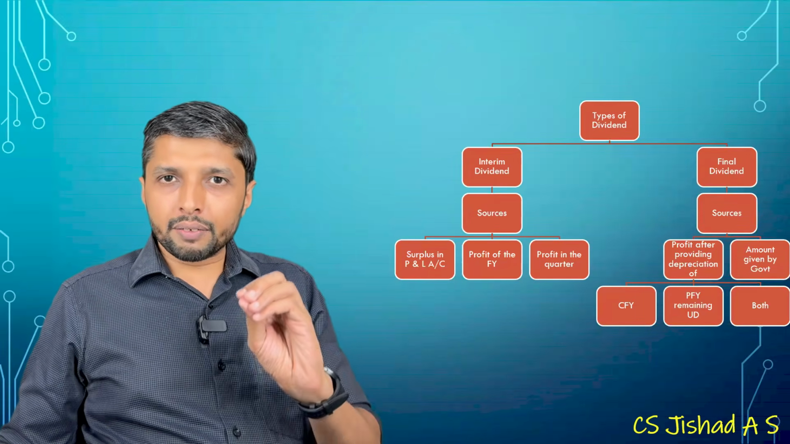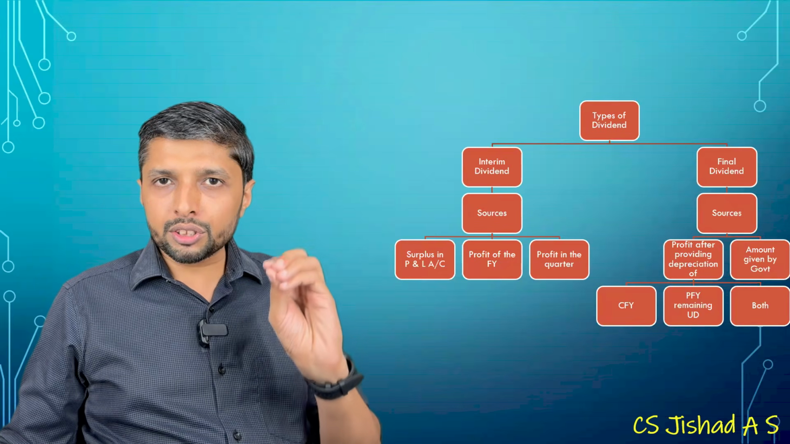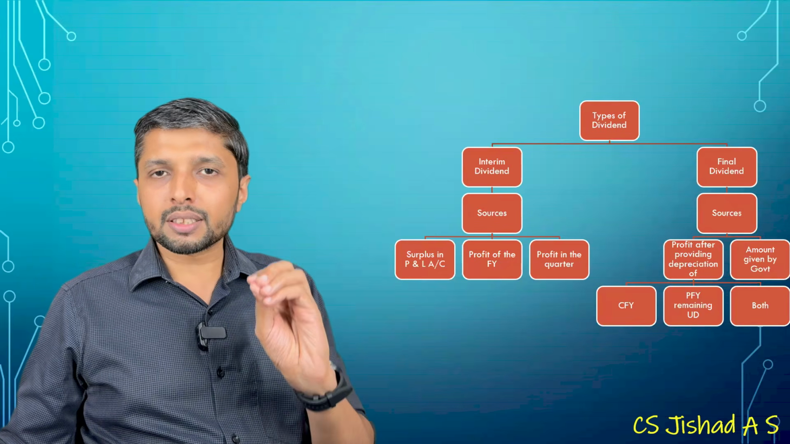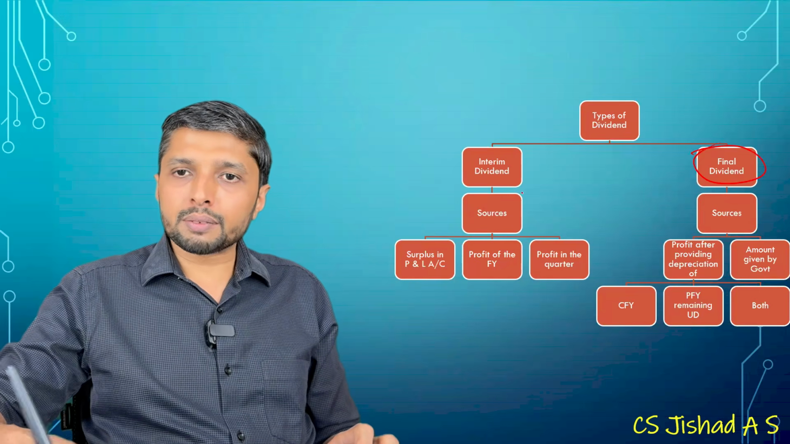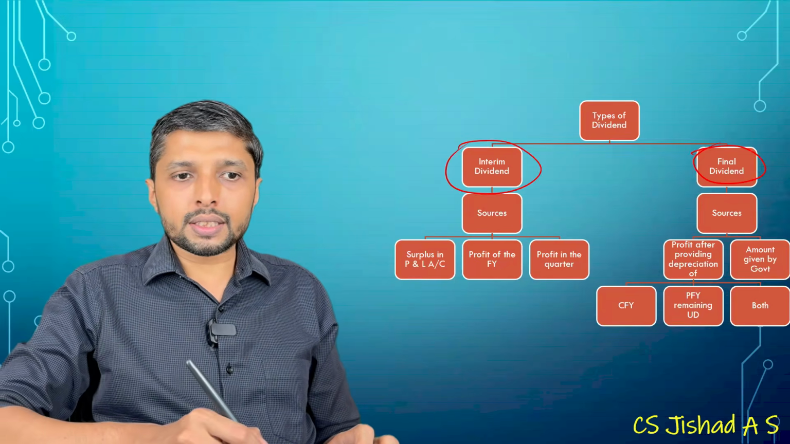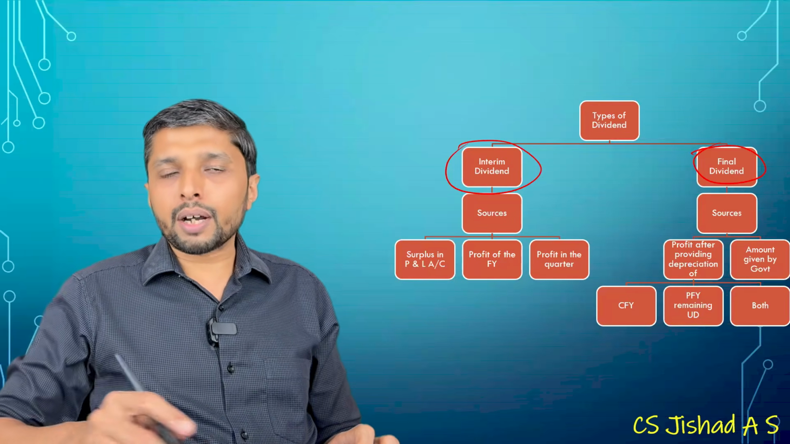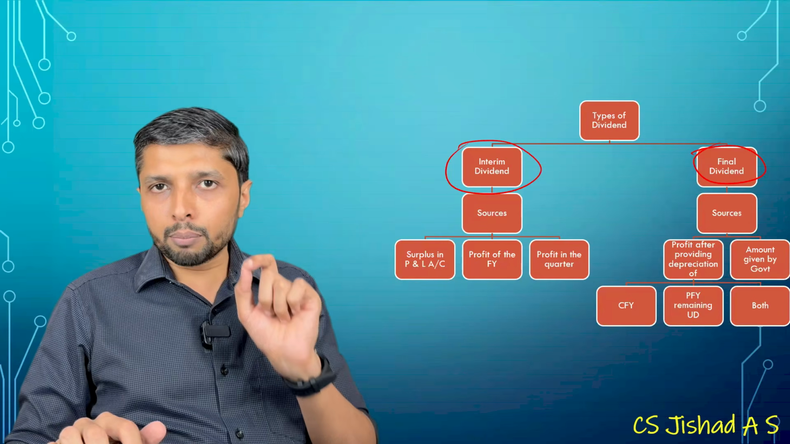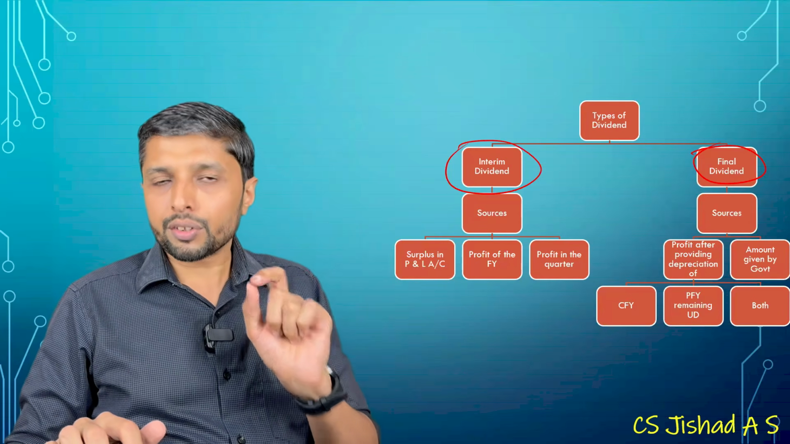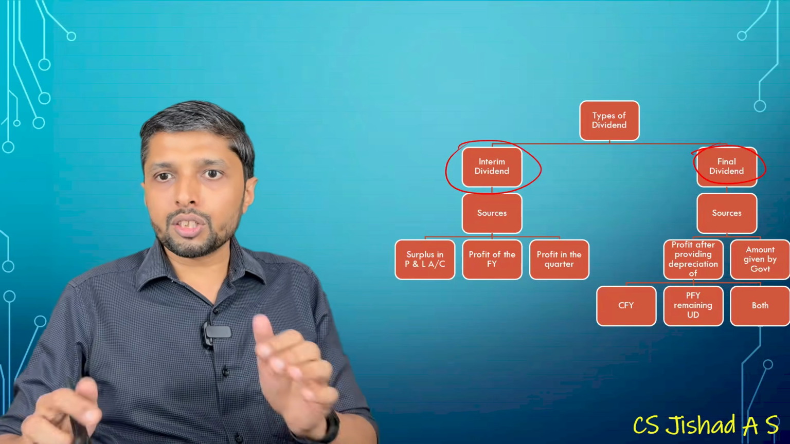So we know that dividend is after tax profit which is distributed to shareholders as a percentage on face value. We have two types of dividend. Number one is final dividend. Number two is interim dividend. So we know that final dividend is the dividend which is recommended by board of directors and approved or declared by members at general meeting, which can be AGM or EGM.